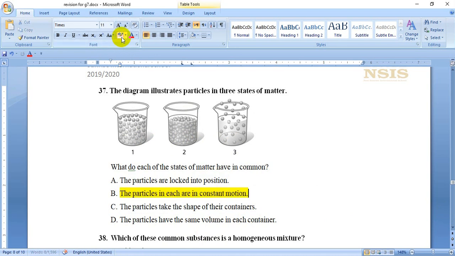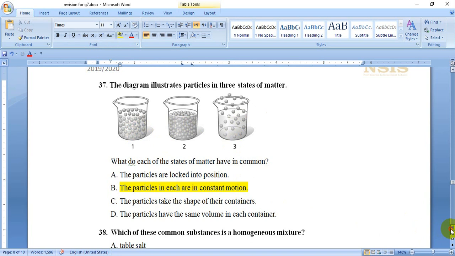As we said, matter has particles, and particles are always in motion, or always moving, because they have energy. In liquid they slide, in solid they vibrate, in gas they move freely, so we are going to choose letter B.